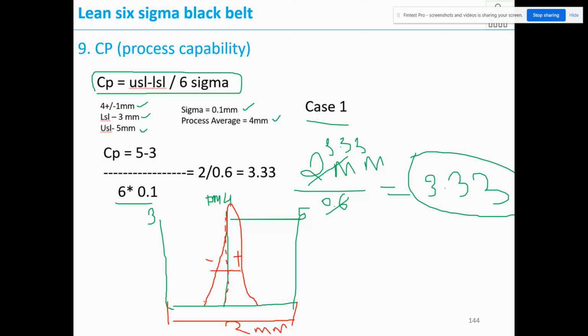But you're consuming only how much? 0.1, but 6 sigma variation 0.6. Therefore, your CP is more than 3.33. That means in 2 mm, only 0.6 mm you are consuming. You are consuming not even 30% of the tolerance. 70% you are safer.